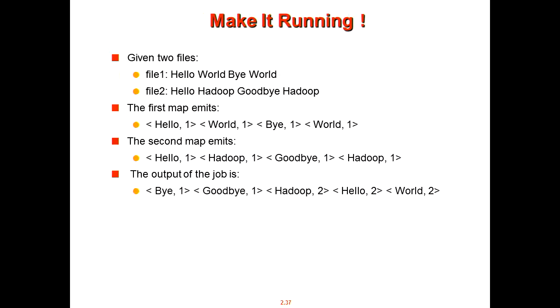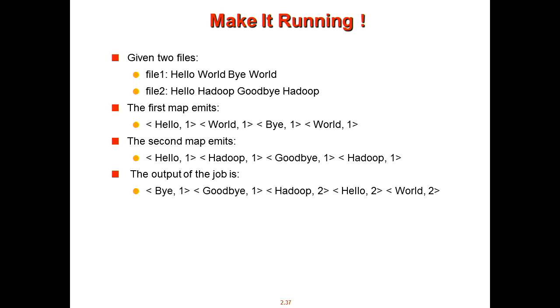So before introducing the next concept, let's look at the word count example again to see if there's something where we can improve the program. Okay. So for example, using this example, hello world by world, and hello Hadoop, goodbye Hadoop. For this sentence, we generate 4 key value pairs. And for this sentence, we also generate 4 key value pairs. And then we do aggregation for them, right?